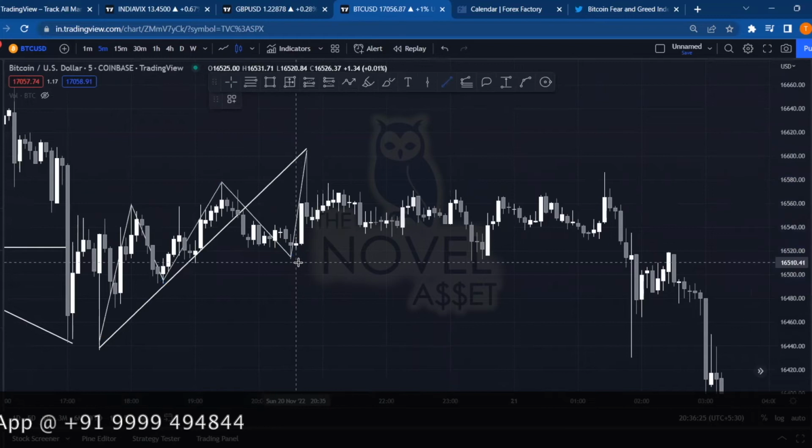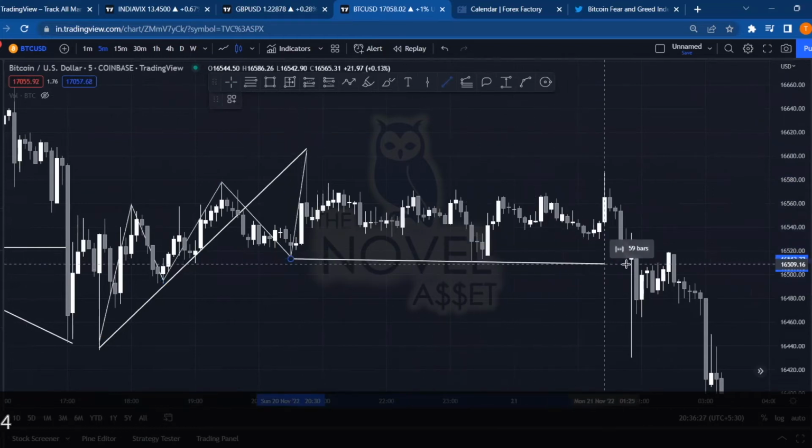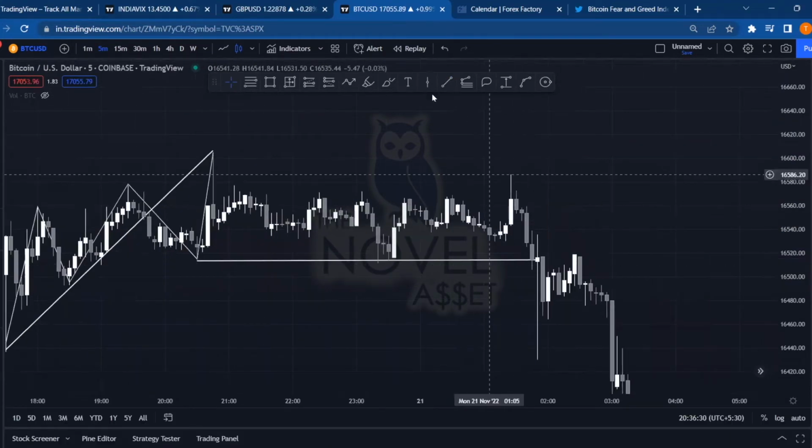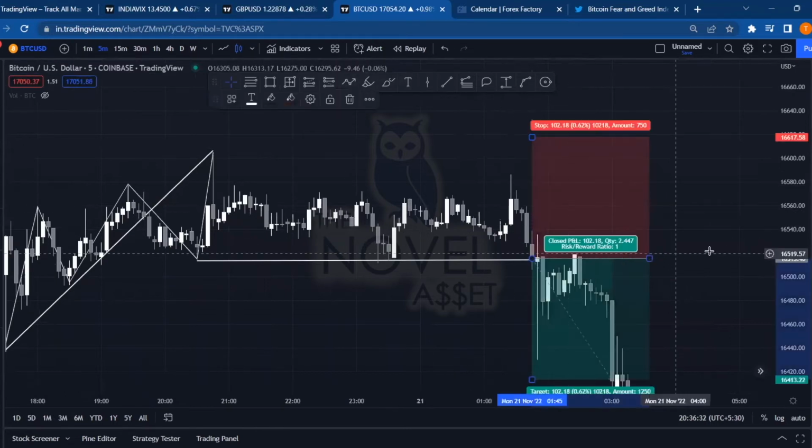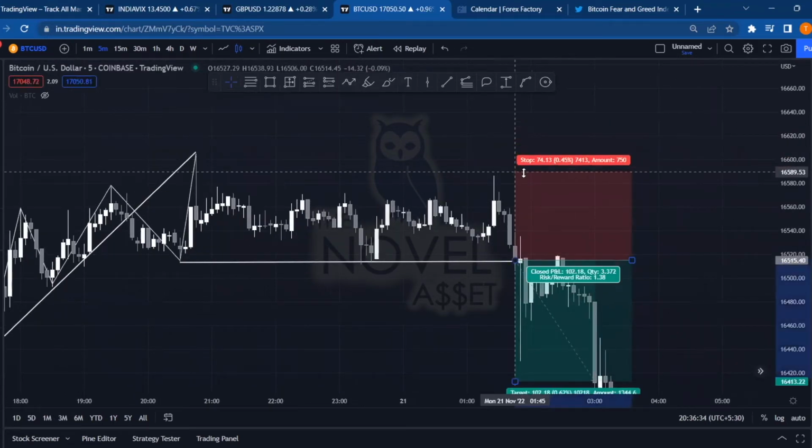So what happened over here? The price went down and broke the structure over here. So what you can do is start selling from this level, and you can put your stop loss on the previous swing high.